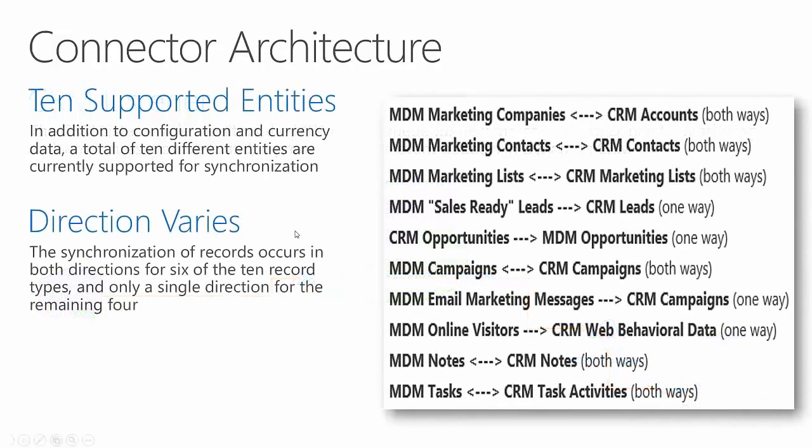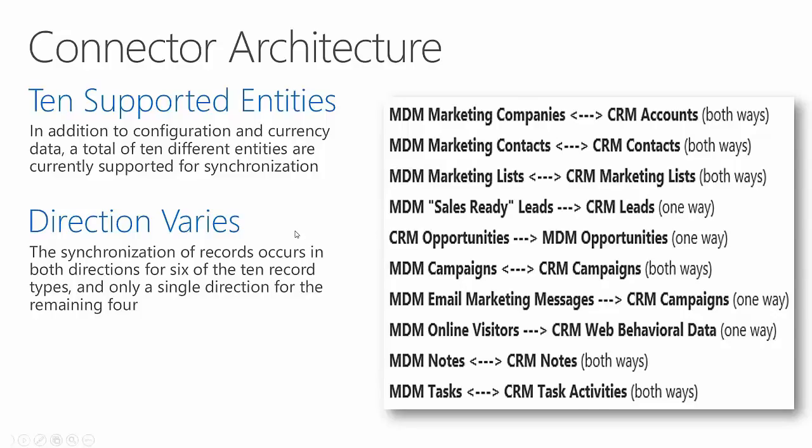There are 10 entities that are supported for synchronization between Microsoft Dynamics Marketing and Microsoft Dynamics CRM in either one direction or both directions. Marketing companies integrate with CRM accounts in both directions. Marketing contacts integrate with CRM contacts in both directions. Marketing lists integrate both ways, however, dynamic queries do not synchronize from Dynamics Marketing to CRM, and dynamic lists will synchronize from CRM to Dynamics Marketing as static lists.